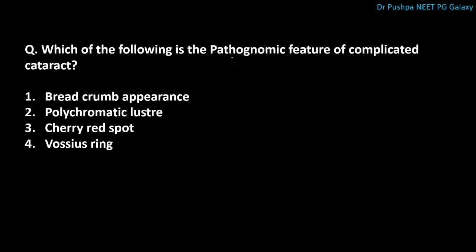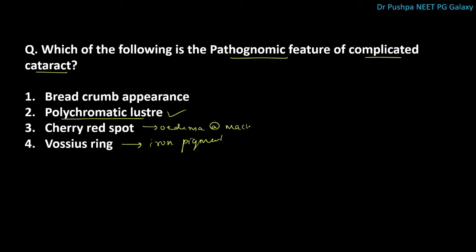Which of the following is the pathognomonic feature of complicated cataract? The correct answer is polychromatic luster. Most common type of complicated cataract is posterior subcapsular cataract. Osseous ring means there is iron pigments on the anterior capsule of lens. There is deposition of iron pigment. Cherry red spot means there is edema at macula. It is seen in Berlin's edema.